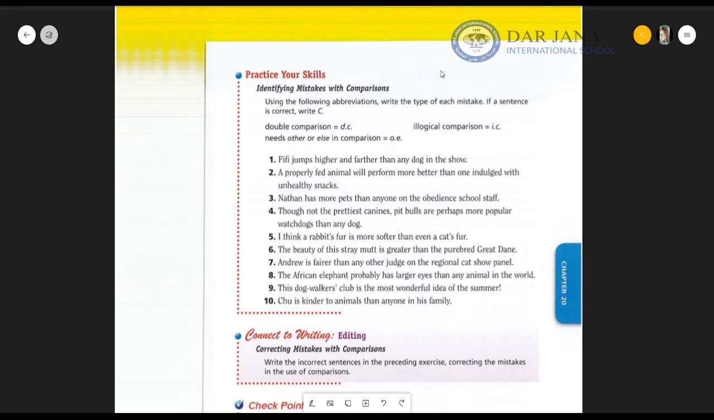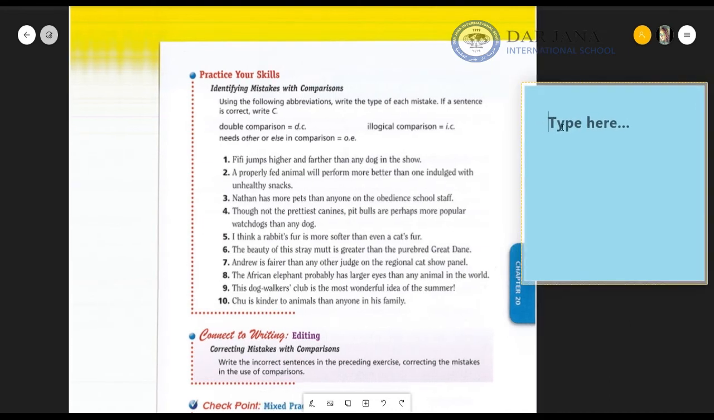Let's start with sentence number 1. "Fifi jumps higher and farther than any dog in the show." Now, since Fifi is a dog in the show as well, it's like I'm comparing Fifi to herself, since she's a dog in a dog show. So you cannot say Fifi jumps higher than herself, so I'm going to be needing OE.